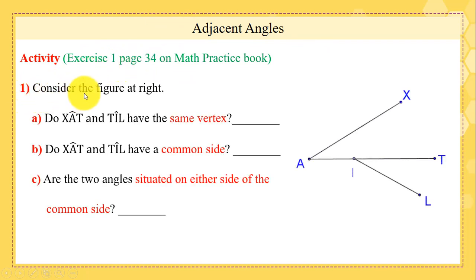Number 1. Consider the figure at right. This is the figure. Part A. Do XAT and TIL have the same vertex? Part B. Do XAT and TIL have a common side? Part C. Are the two angles situated on either side of the common side? Please pause the video and try to solve it alone.